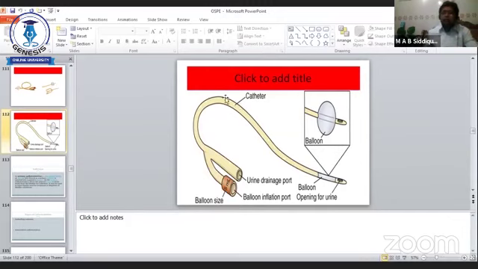And this is the catheter proper, and this channel is the urine drainage port. Urine drainage is through this port, and this is the opening for urine, and urine comes through this opening. These are the parts of the catheter.